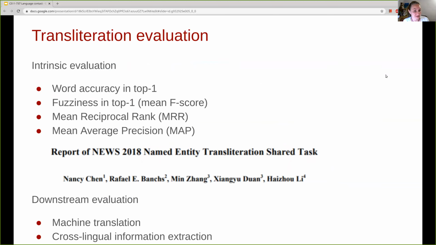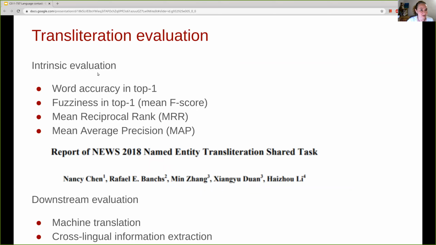So how do we evaluate transliteration models? There are typically 4 types of intrinsic evaluation commonly used. They are well summarized in this report on a recent task on named entity transliteration, a shared task from 2018. So these are 4 measures. Some of them focus on exact match of the transliterated word. Some of them focus on similarity of 2 strings or the location of the word in the n-best list match.